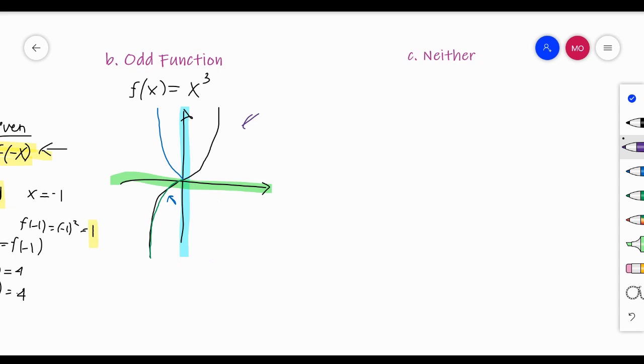So let me write this down. The axis of symmetry is both the x-axis and the y-axis.